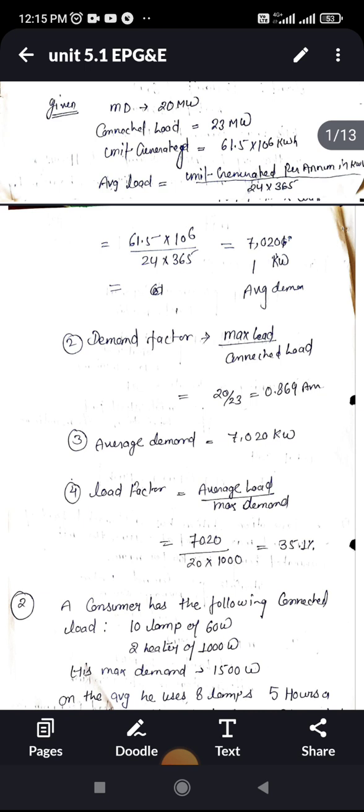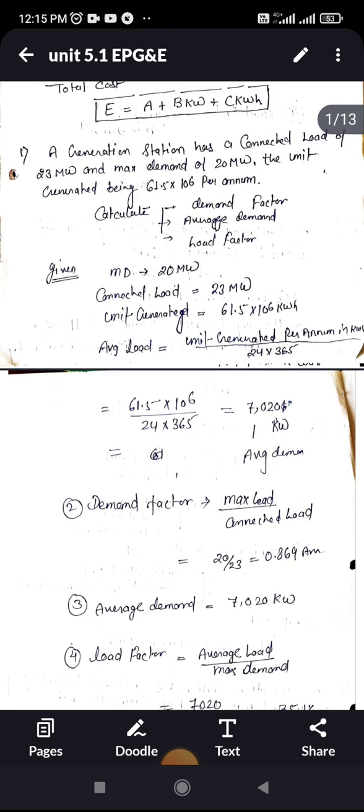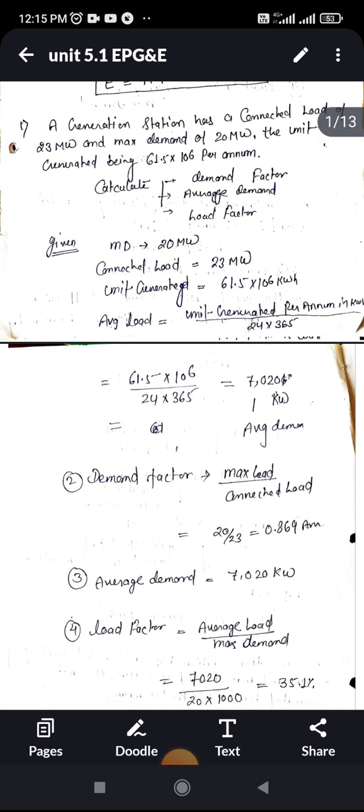Load factor is equal to average load upon maximum demand, so it is approximately 35.1%. By this method we can calculate the demand of electricity throughout the year, throughout the month, throughout the days, and throughout the week. By this method we can calculate all kinds of electrical energy and generation.